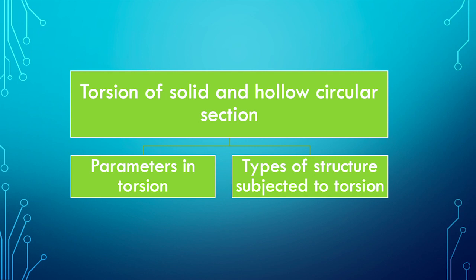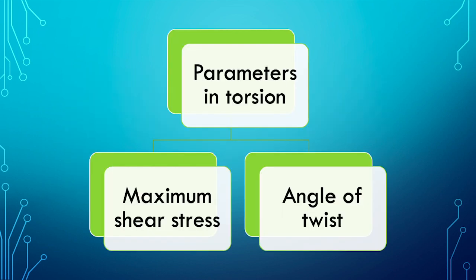In this session, we are going to learn two things. First is the parameters involved in torsion, and the second is types of structure subjected to torsion. Okay, first, there are two important parameters that we want to know. First, what is the maximum shear stress that occurs in the structure, and how much the angle of twist occurs when subjected to torsion. Why are these two parameters important to us?